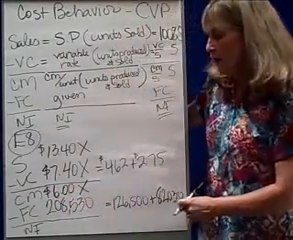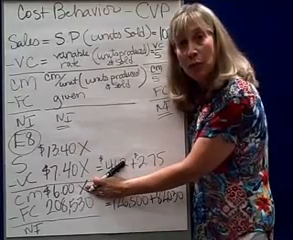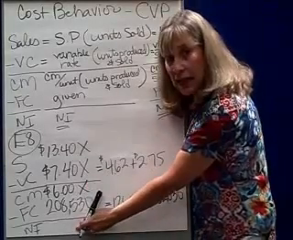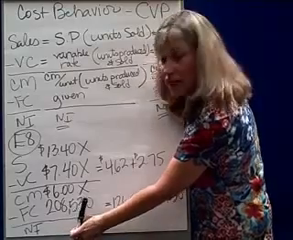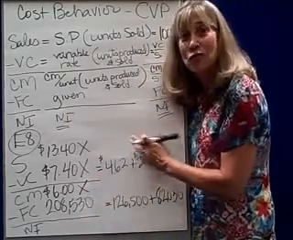Now, based on this, I can either say how many units I'm going to produce and sell and find net income, or I can say I want a net income of such and so and figure out how many units I have to produce. So, more soon.